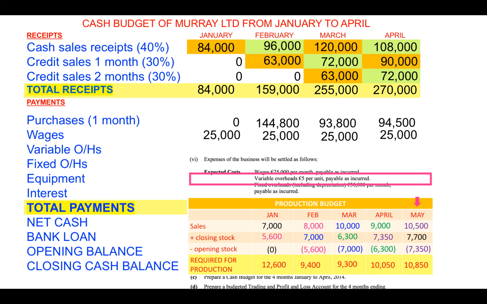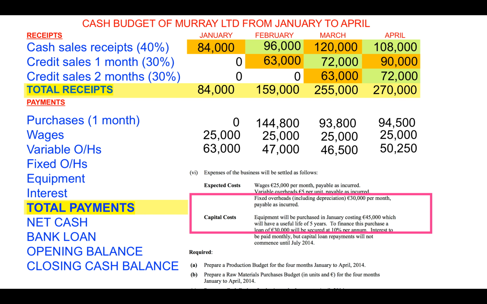Then variable overheads, €5 per unit payable as incurred. So you go back to part A where you have produced the units. So they are the units that you intend to produce. So it's going to be €5 per unit payable as incurred. So 12,600 by €5, 63,000 in January. February, 9,400 units multiplied by €5 is 47,000. March, 9,300 multiplied by €5 is 46,500. And April, 10,050 multiplied by €5 is 50,250.